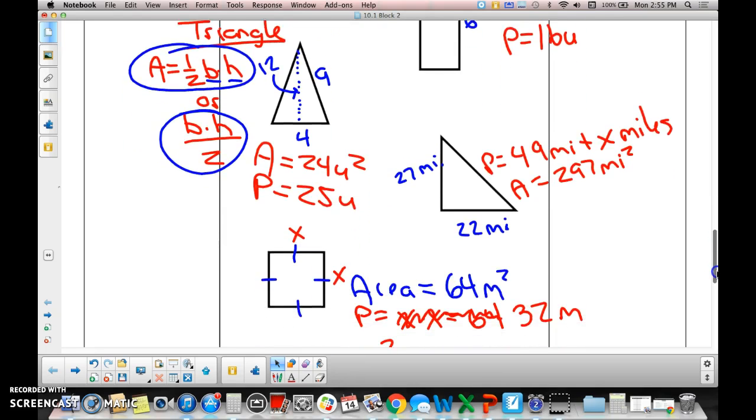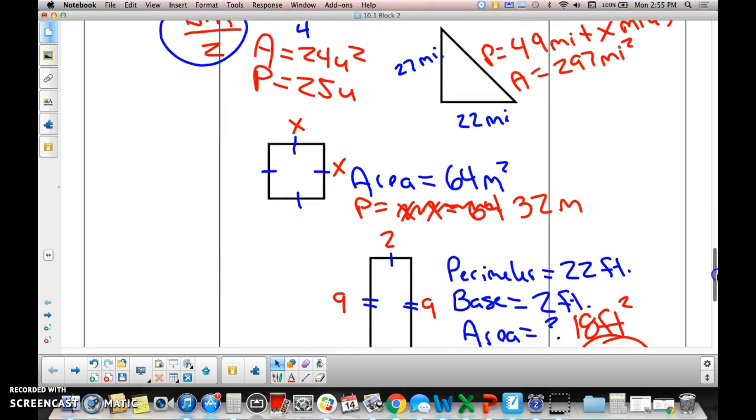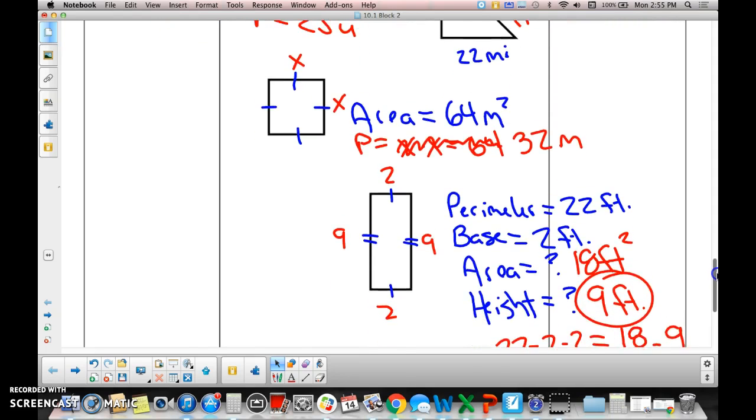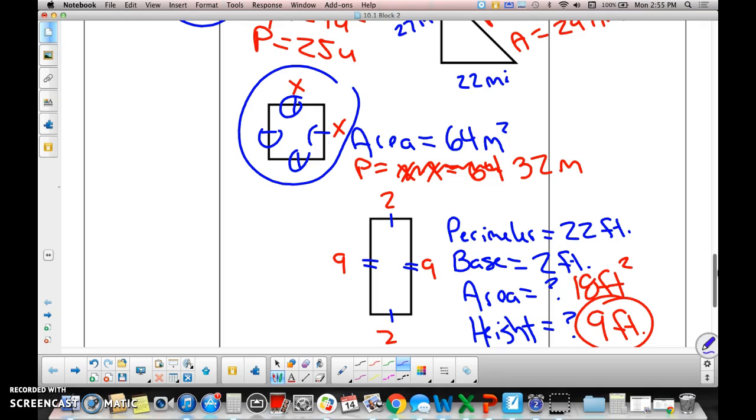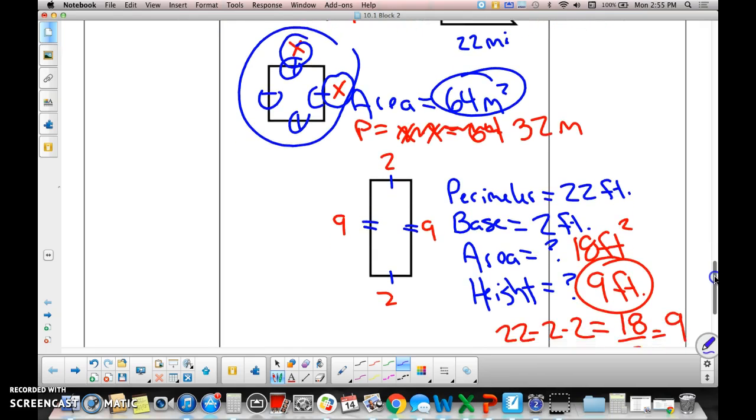Make sure you're looking at the practices. This one was kind of fun. We gave you the area of a shape, so we gave you the area of this square. We know it's a square because of the congruence marks. We said it was 64 meters squared. And since you know that base times height, length times width is how you calculate area, you could just say x times x equals 64 and calculate what x is. And we did that in your notes.